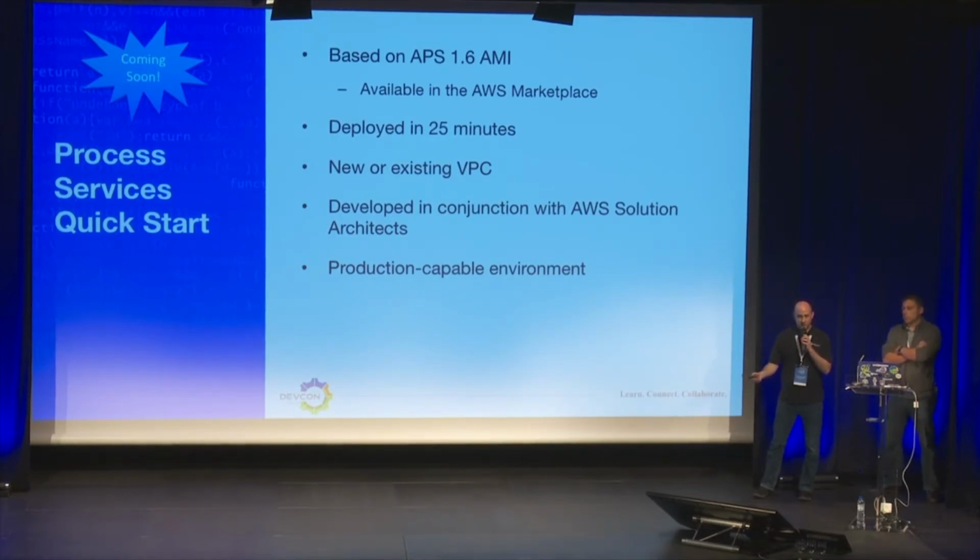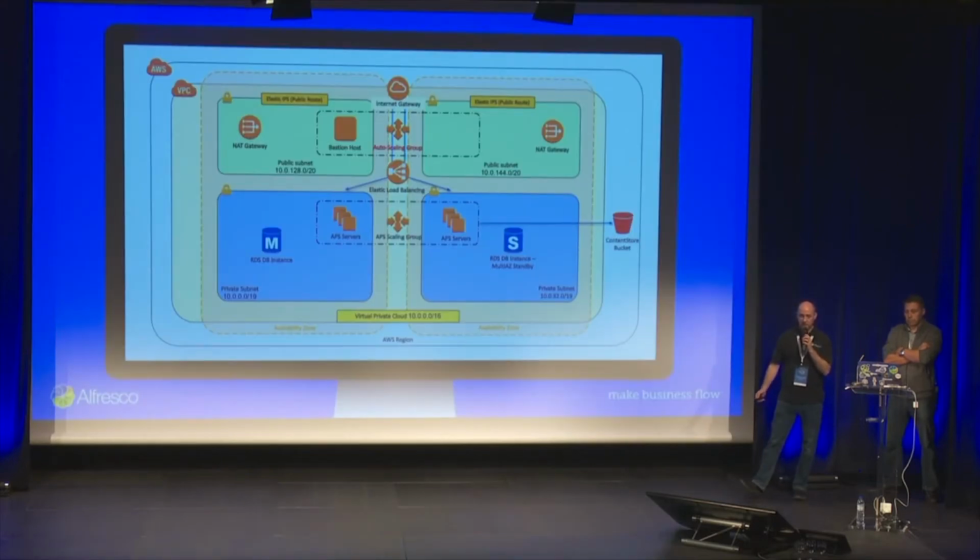But again, very similar to the ACS one, APS has an AMI available in the marketplace. This stack deploys in 25 minutes, and again, new or existing VPCs, you can choose that. And again, developed in conjunction with AWS solutions architects. So as you can see from the last one, very, very similar approach, just deploy an APS in there instead of ACS.